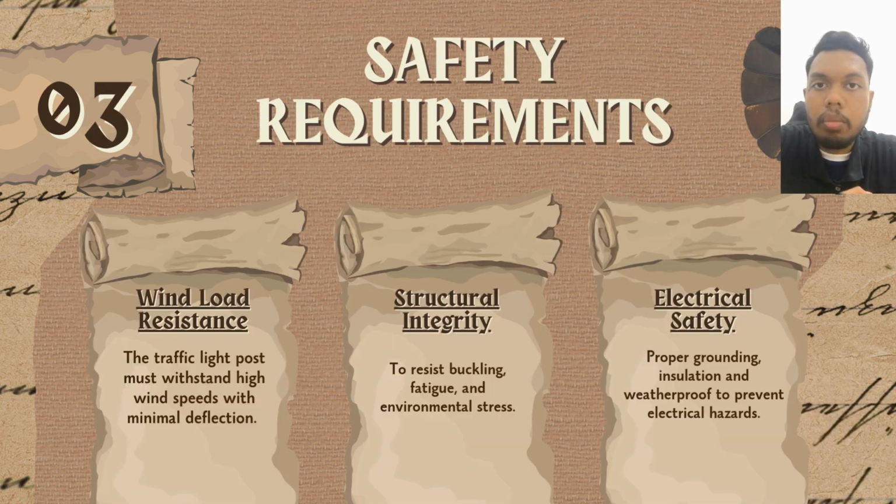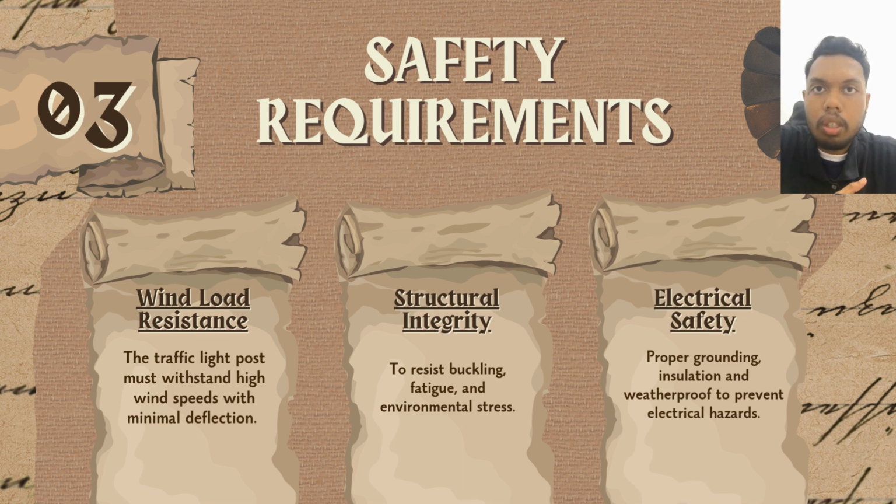Hello everyone, my name is Muhammad Harith Nizan, and now I will briefly present the key safety requirements for the traffic light post. First, we have wind load resistance. The traffic light post must be designed to withstand high wind speed. During storm and monsoon season, it's critical that posts experience minimal deflection under lateral wind pressure to maintain visibility and prevent failure and collapse.